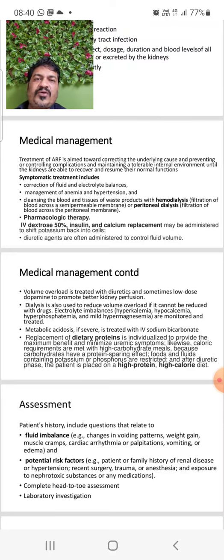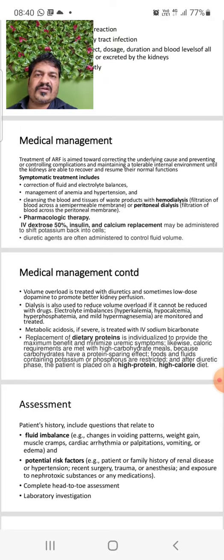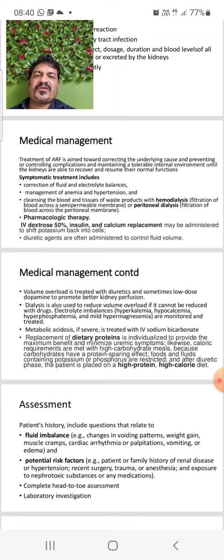The most important thing is the treatment of the underlying causes and preventing or controlling the complications, so that we can reverse the effects of the damage to the kidney. Symptomatic treatment includes correction of the fluid and electrolyte balance, management of anemia and hypertension, and cleansing the blood and tissues of waste products with hemodialysis, which is filtration of the blood across a semipermeable membrane, or peritoneal dialysis, in which filtration of blood occurs across the peritoneal membrane.